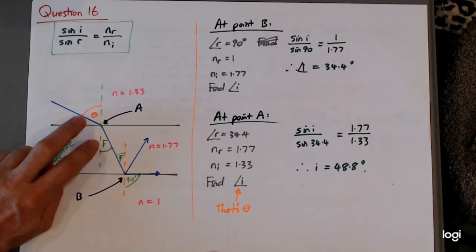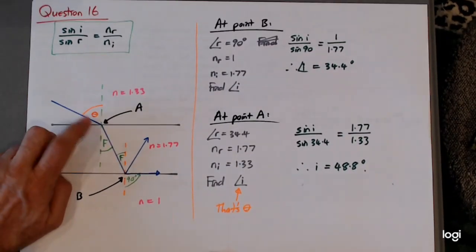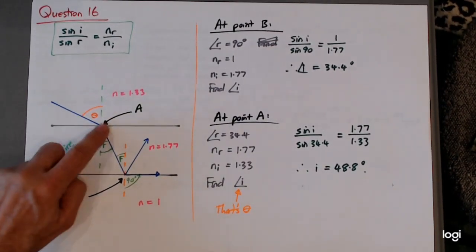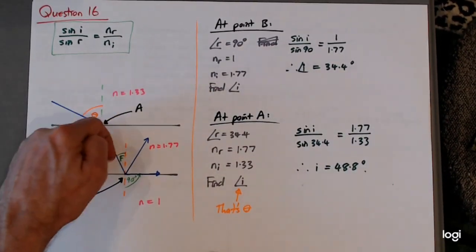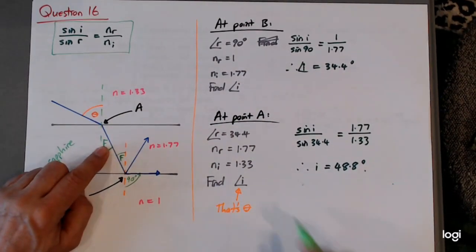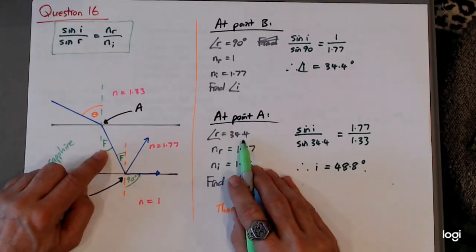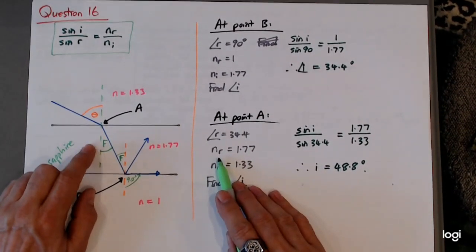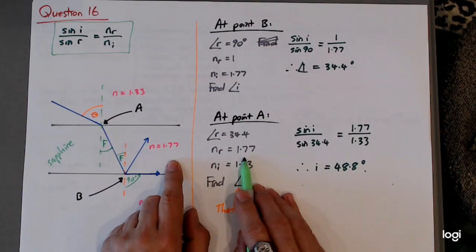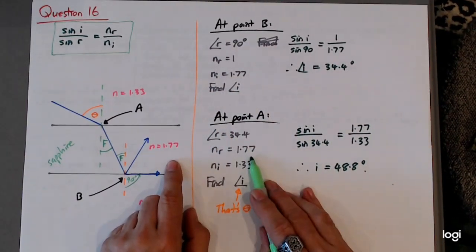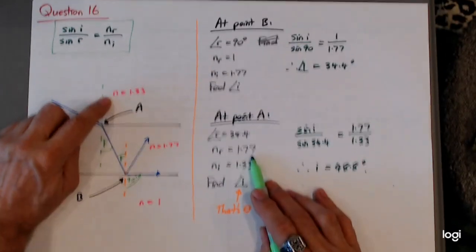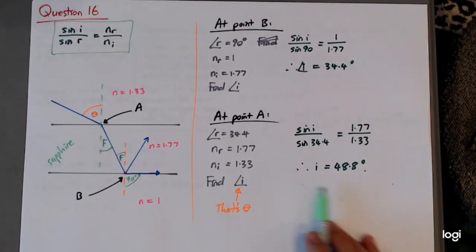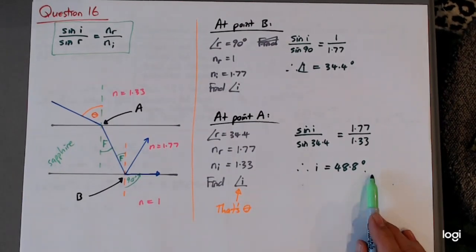So now you can go back to point A and do the same thing and figure out what this angle had to be. So now this is incidence and refraction for this point because the light is going there and there. So this is the refracted angle. So angle of refraction 34.4. Refractive index of the second part is 1.77. It was initial up here, it's final down here, it's refracted. Initial refractive index 1.33, find I, do the same thing again, I is 48.8 degrees. That's how to do that one.